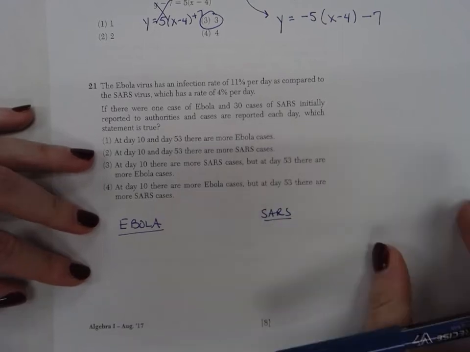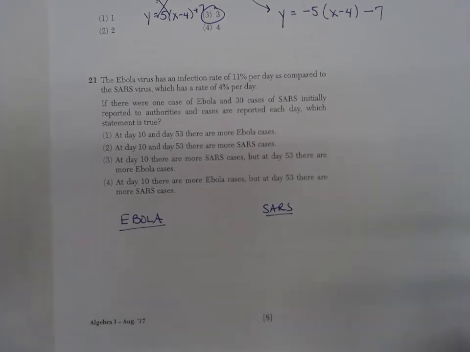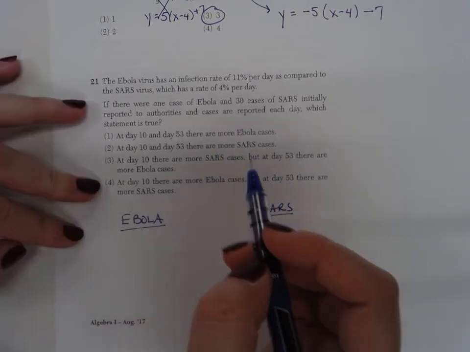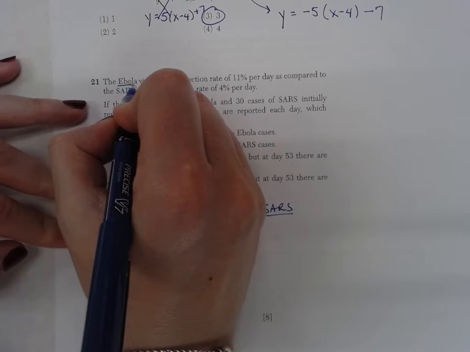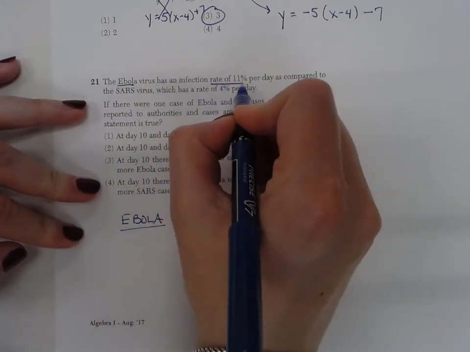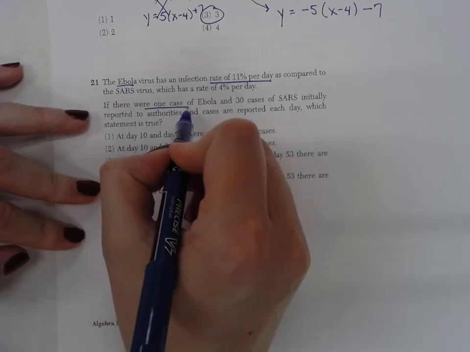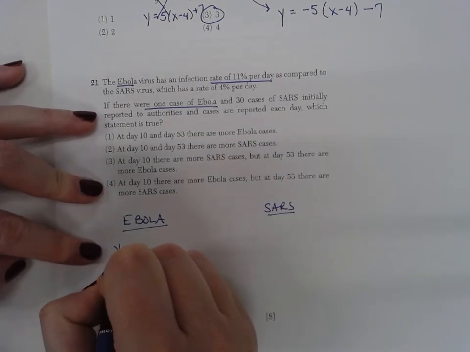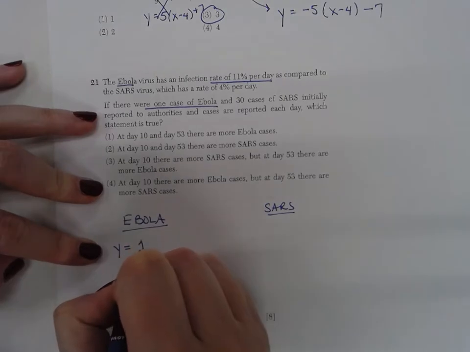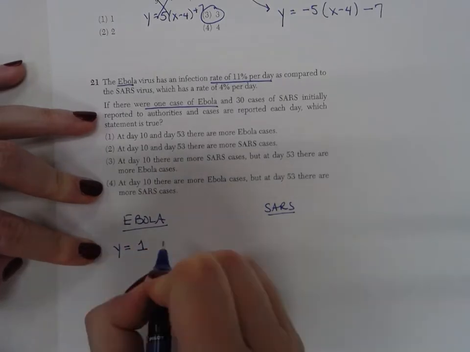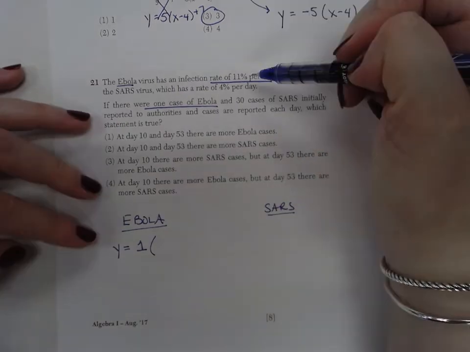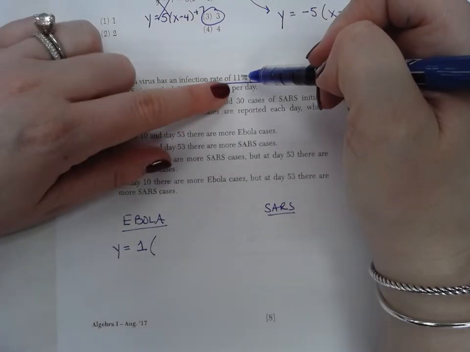SARS. In order for me to do this, I need equations, okay? This is similar to the equation we did a couple questions ago. If I just focus on Ebola, Ebola has an infectious rate of 11% per day, and there was 1 case of Ebola. So Y equals, it started with 1 case, times the infection rate is 11% per day.